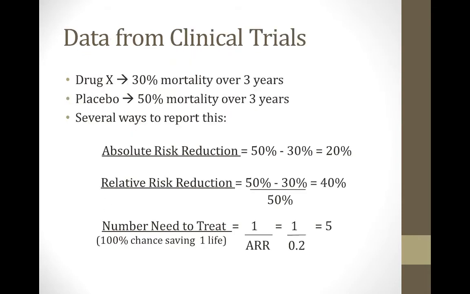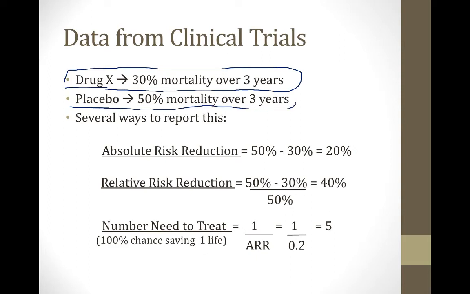It's high yield to know the way data from clinical trials are reported, and to understand this, let's go through a hypothetical example. Suppose drug X were given to some patients with disease compared to placebo, and suppose the arm of the trial that received drug X had a 30% mortality over 3 years. Suppose the placebo arm had a 50% mortality over 3 years. So you can tell from these data that drug X is very effective. It lowered the mortality rate by 20%.